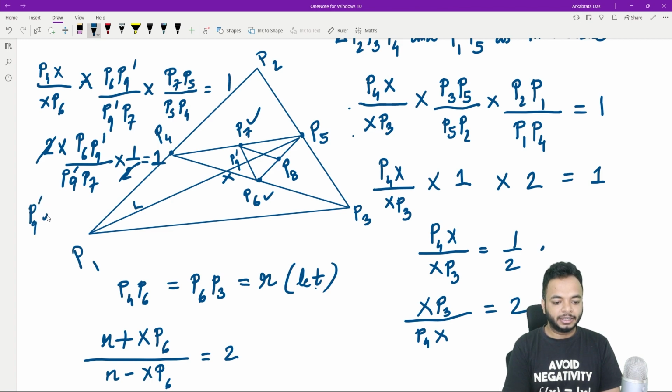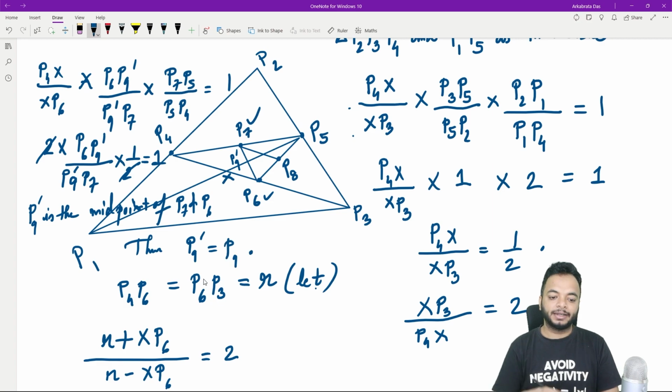P9 dash is the midpoint of P7 P6, and thus P9 dash is equal to P9, the point P9. And it lies on the line L thus. And hence we have proved.